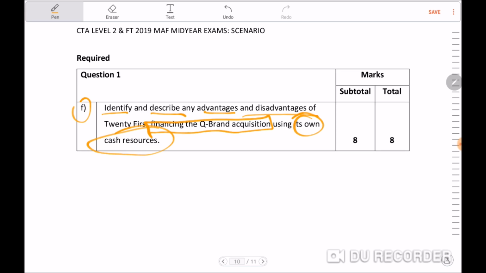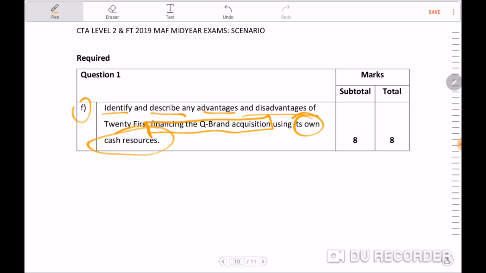In terms of the interpretation of the required, students were expected to outline the advantages and disadvantages of 21st financing the Q brand acquisition using its own cash resources. Cash resources could mean cash in hand, your bank, as well as retained earnings as a source of funding. I think that's where most of us missed the part where retained earnings is considered as a cash resource, as part of the sources of funding for this option.